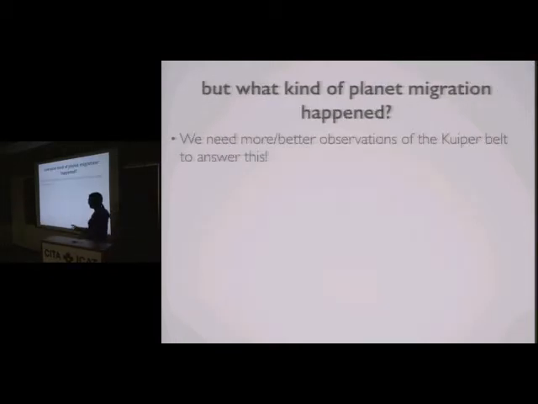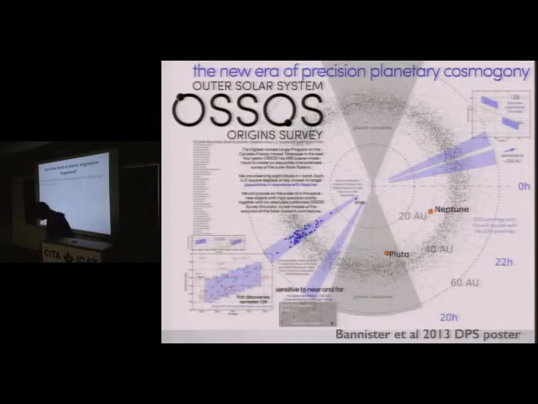And as I said, we need better observations to be able to tell what we see actually means in terms of the intrinsic population. And that's where OSSOS is going to come in. So this is the Outer Solar System Origins Survey. It's a long list of collaborators. This is using the Canada-France-Hawaii Telescope.